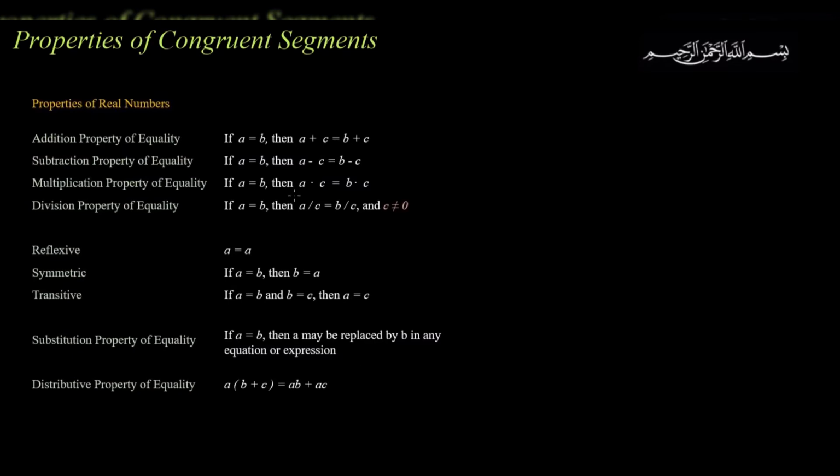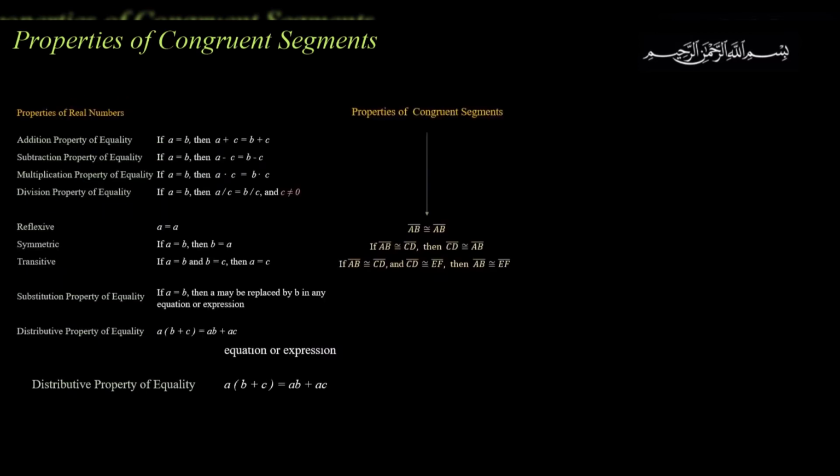If I asked you as a student, what is the addition property of equality for real numbers? You should say: the addition property of equality for real numbers states that if A equals B, then A plus C equals B plus C. That is within your abilities as a student. To this we're going to add today, and this is how it's going to look after we're done, because today we're going to add to this particular list the properties of congruent segments.